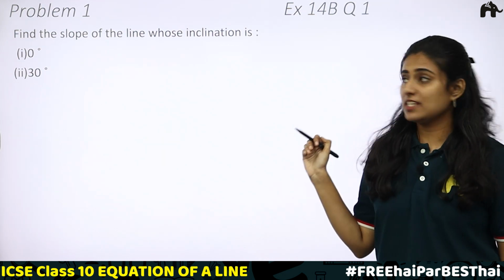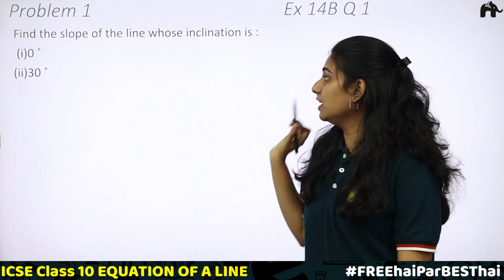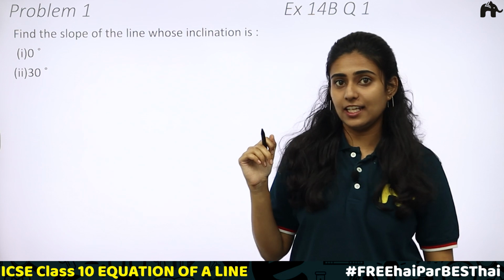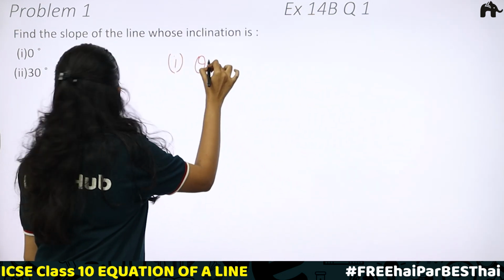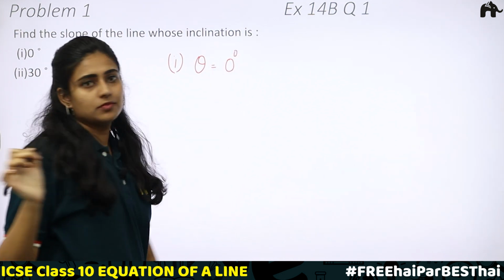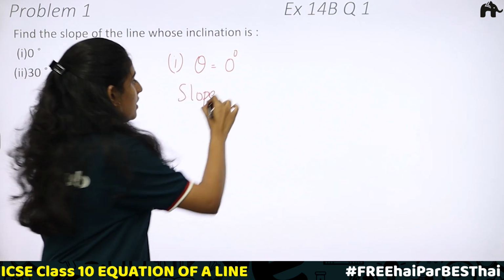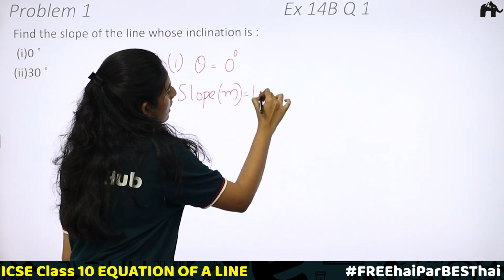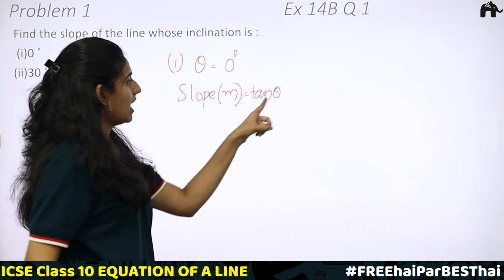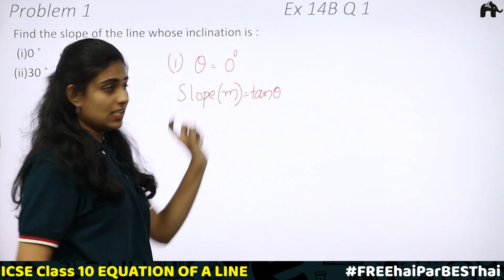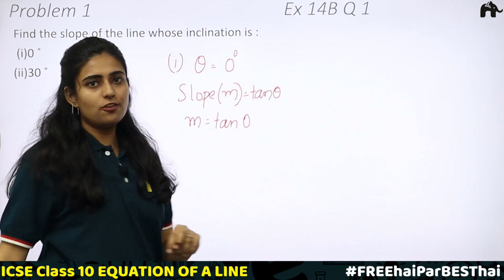Here we have the first question. Find the slope of the line whose inclination is, first question 0 degree and the second 30 degree. What is inclination? Inclination is the angle theta. In the first question, theta is equal to 0 degree. Slope, represented with the letter M, is equal to tan of theta, tan of the inclination. Here tan theta is equal to tan 0. That is, slope M is equal to tan 0. What is the value of tan 0?